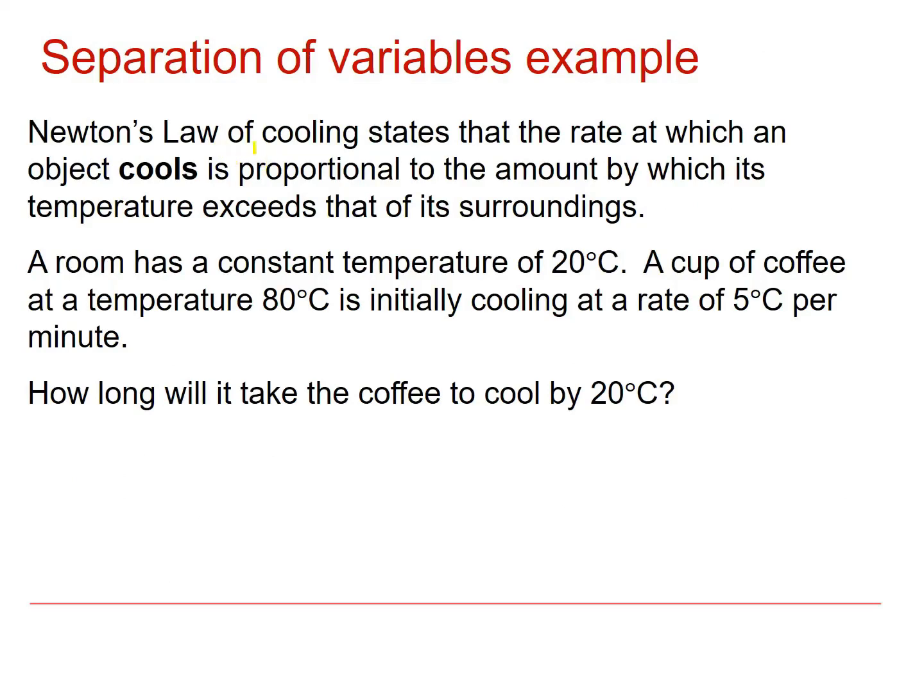It's about Newton's law of cooling, and it tells us that the rate at which an object cools is proportional to the amount by which the temperature exceeds that of its surroundings. We've got a little bit more information this time. We're told that the room has a constant temperature of 20. The cup of coffee is initially at 80 degrees C, and the initial cooling rate is 5 degrees C.